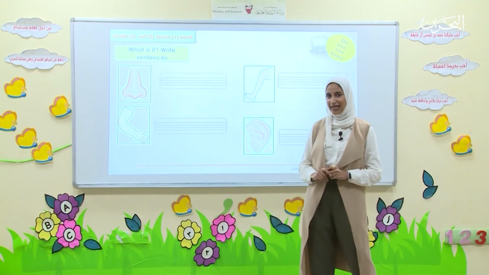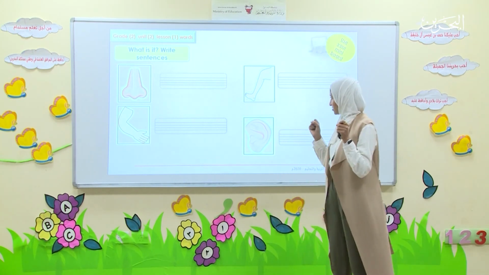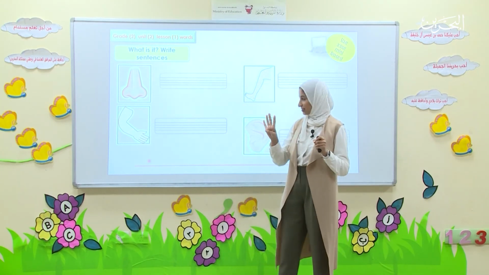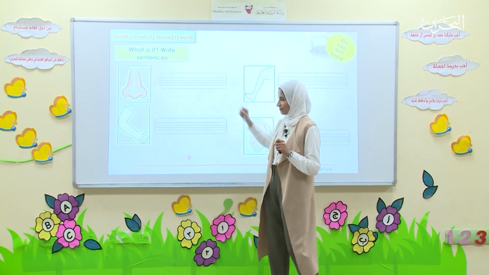This is our last activity. So using your mini board, I want you first to look at the pictures. We have 4 pictures. So you have to write 4 sentences. And you have to write them on the 4 lines correctly.